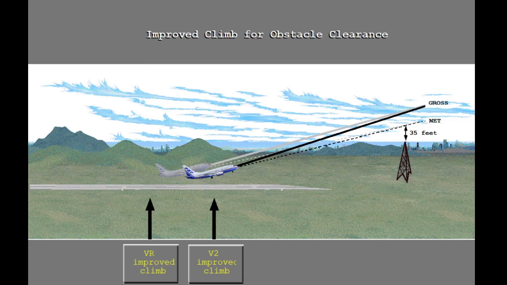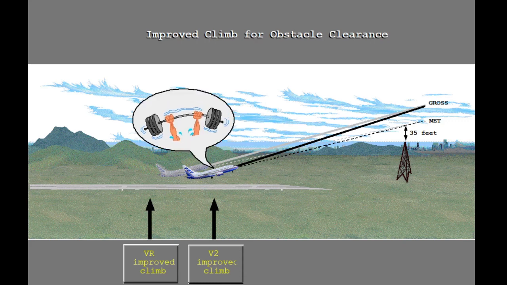In the case of a distant obstacle, this increase in the necessary climb gradient is relatively small, and most of the improved climb capability can be used to increase the maximum takeoff gross weight. Consider an obstacle that is close to the end of the runway. In this case, the increase in the necessary climb gradient is much larger.